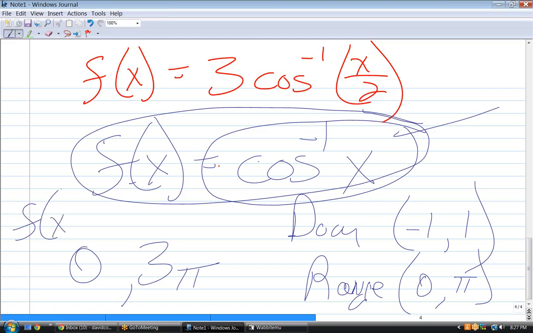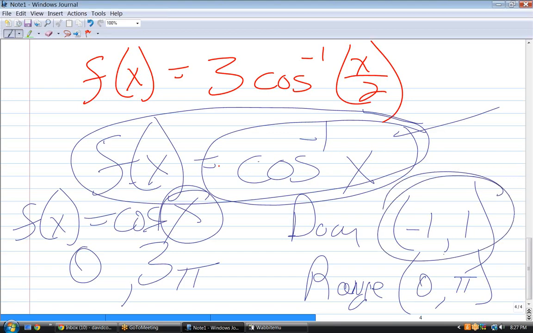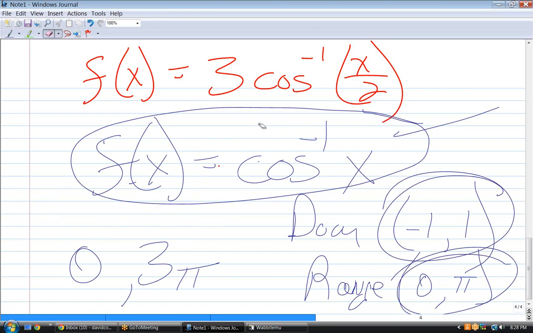If f of x equals cosine of x, the domain is 0 to pi, the range is -1 to 1. So domain and range switch when you're talking the inverse function. So if I'm talking the domain of this function here, I'm talking -1 to 1. And if I'm talking the range, I'm talking 0 to pi. So these apply to this function right here.